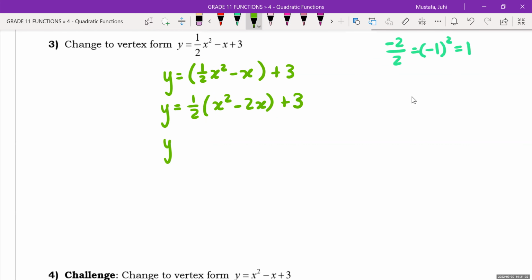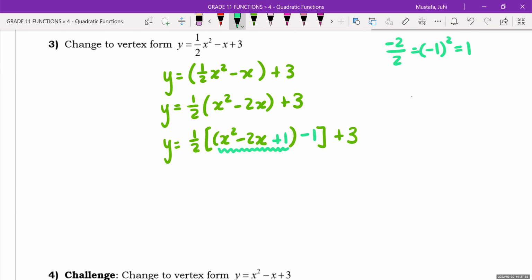So y is equal to a half x squared minus 2x. I'm going to add a 1 here, and I'm going to subtract a 1 here. And I put square brackets around all of that, plus 3. This trinomial is a perfect square trinomial, so you can just go to the side and figure out what that would be.